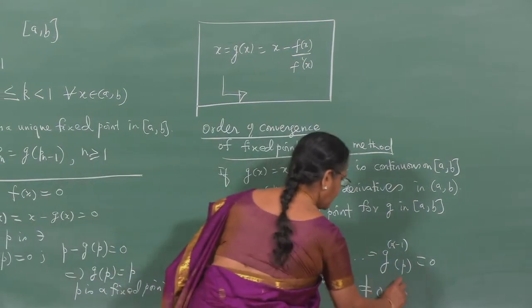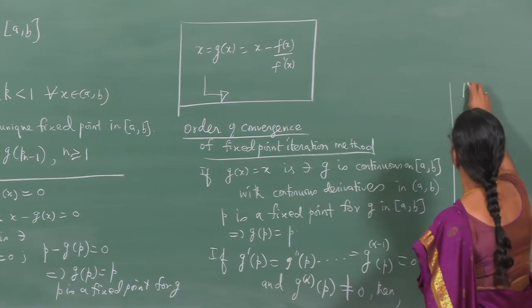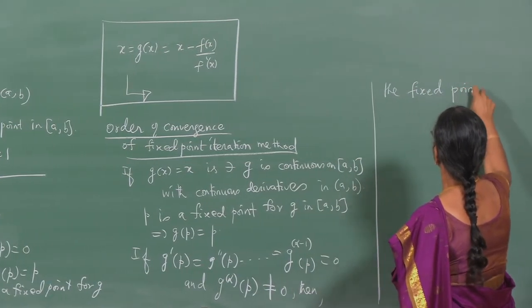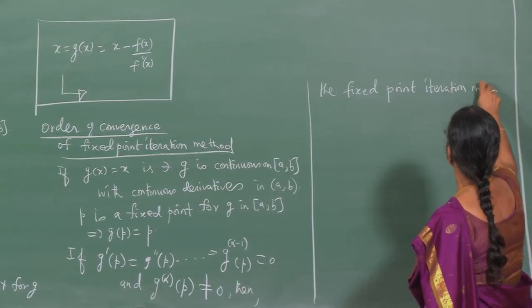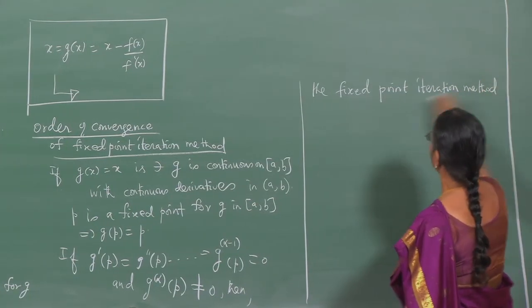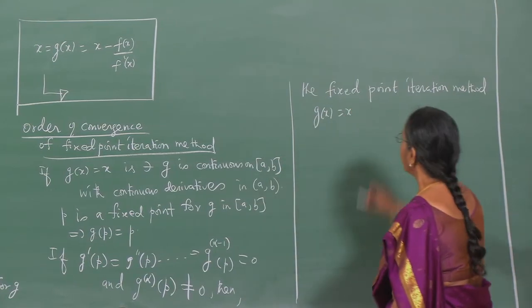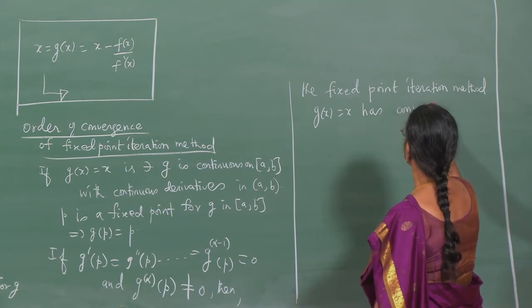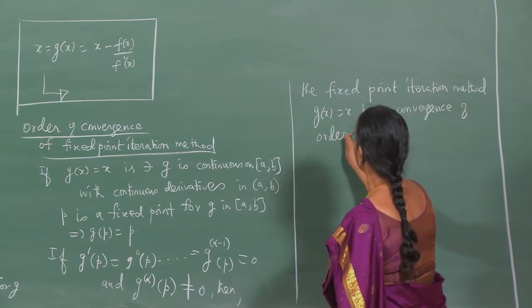Then we say that the fixed point method given by g of x is equal to x has convergence of order alpha.